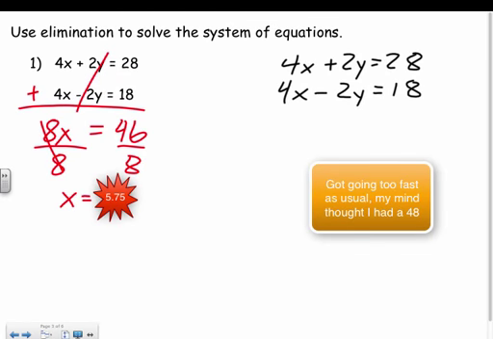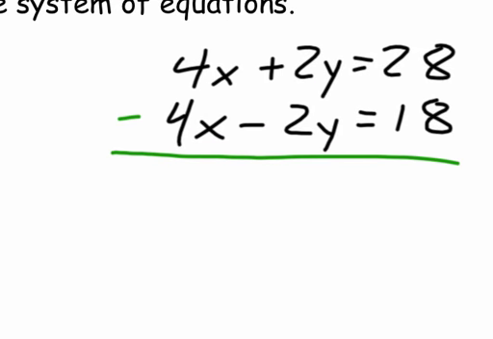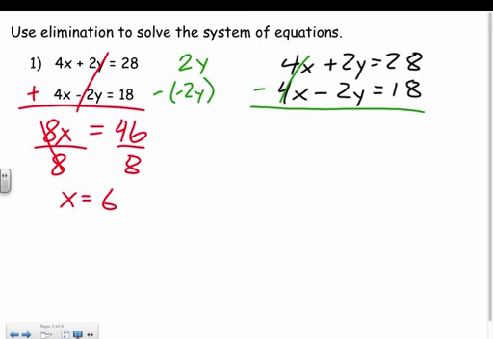If I want the other route and subtract it, which might actually save me some time, now my 4x minus a 4x, that's gone. 2y minus a negative 2y, that's where it gets a little confusing. So let's just look. 2y, I'm going to write this over here, minus a negative 2y. That's really plus a positive 2y, isn't it? Add by the opposite. So that's going to give me a 4y. And 28 minus 18 is 10.